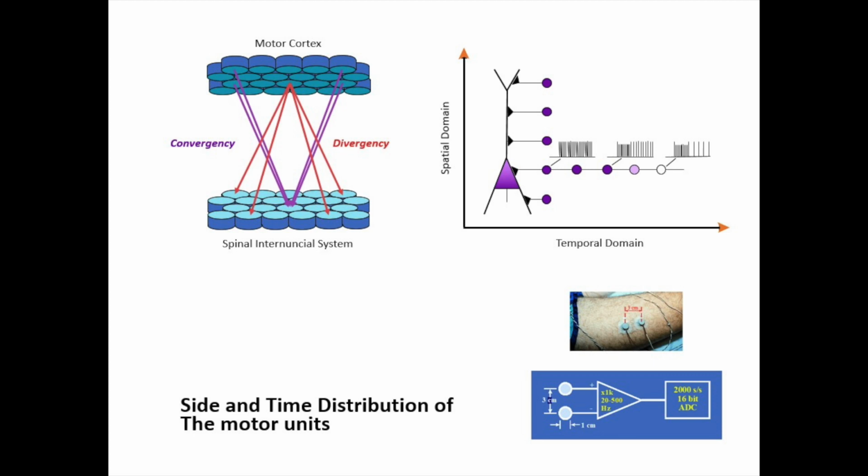There is an advantage to applying surface EMG in synchronized, simultaneous recording of time and side distribution of motor unit activity. This modality provides subclinical motor control information within spinal cord activity above and below injury.